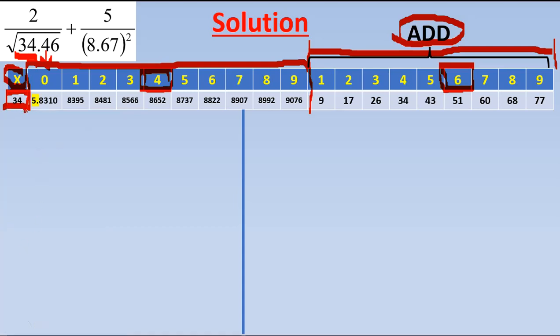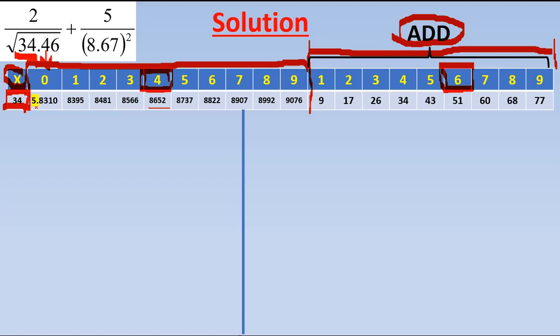So 34 under 4, we have a value written as 8652. How do we use it? If you look at 34 under the main column 0, there is a value there, 5.8310. What 5.8310 tells you is that the square root of 34.0 is 5.8310. However, I have highlighted the 5 in yellow.